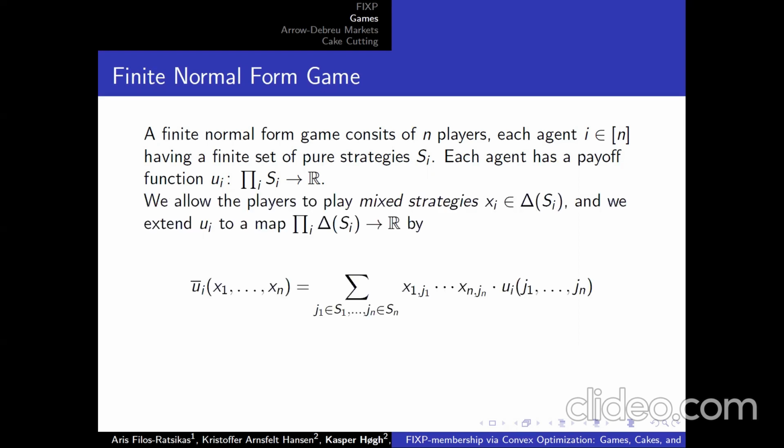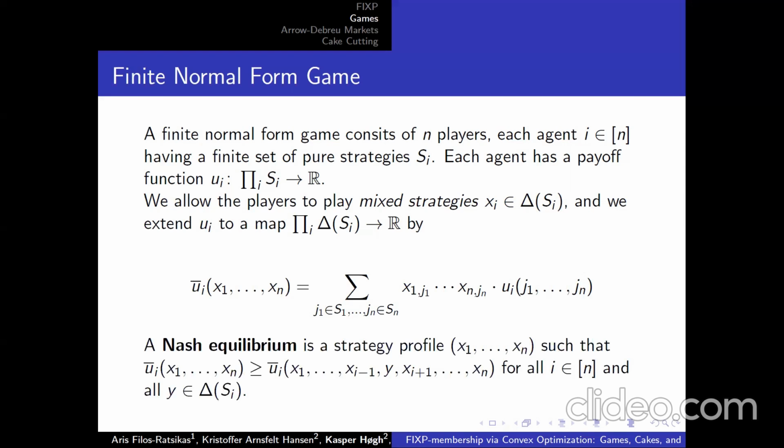But we really want the players to be able to play mixed strategies. This just means that any player is allowed to play all of his strategies with some probability. We can then extend these maps u_i in the obvious way to get the expected payoff of the agent when he plays according to his distribution. A Nash equilibrium then consists of a mixed strategy for each of the players, such that no player will want to switch strategies when all the other players keep their strategies constant.